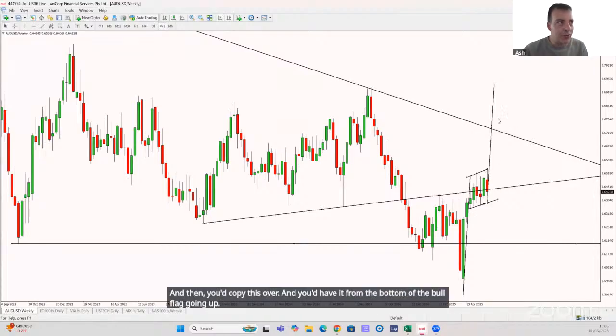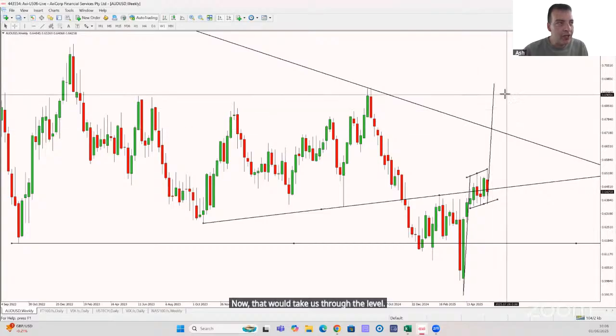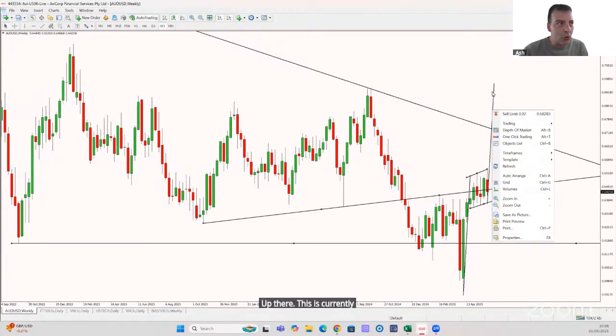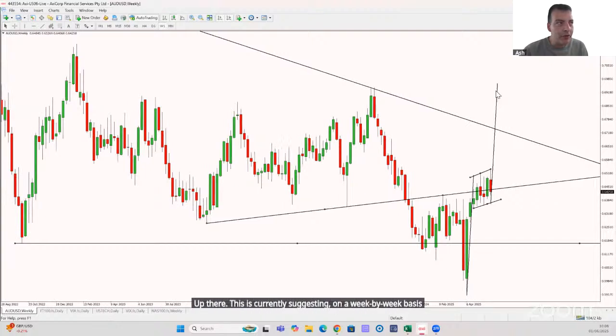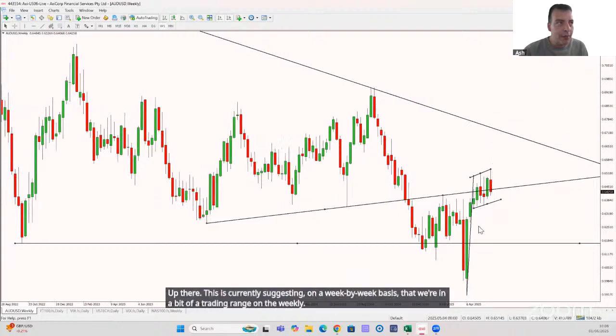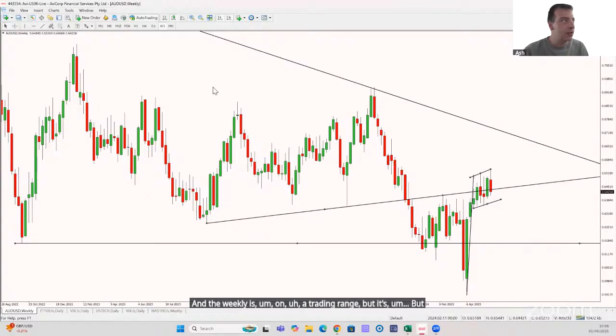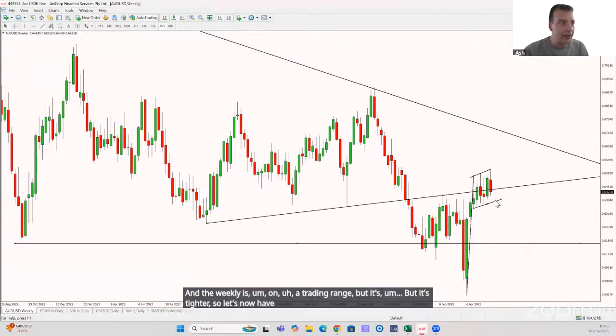Now that would take us through the level. But we wouldn't need to worry about that. All we really care about is, does it break the top end of this? And then we'd have some room up there. This is currently suggesting on a week by week basis that we're in a bit of a trading range on the weekly. The monthly's in a trading range, but it's right in the middle. And the weekly is in a trading range, but it's tighter. So let's now have a look at the daily and see what that suggests.